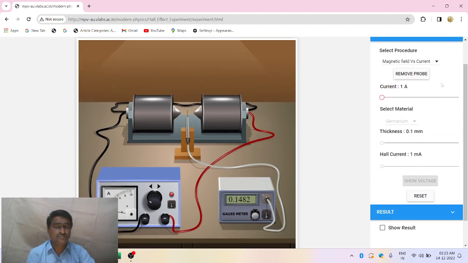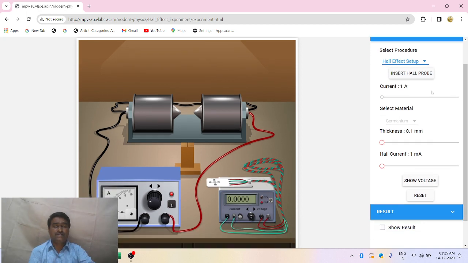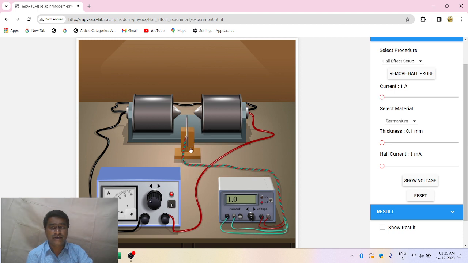Then we come back and choose this Hall effect setup. Here, instead of the magnetic probe, we have to place our test material. Then insert the Hall probe. This is our test material. If you click on this wooden box, it will be inserted between these magnetic poles where there is the field of the last reading we kept, 0.14 something. Then we choose this current, and we should not disturb it because this is the current that is providing us the magnetic field. Then we select the material. By default it is given as germanium.